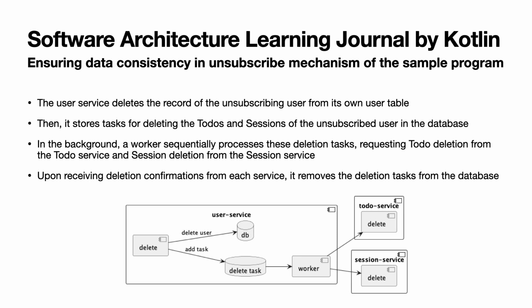In the background, a worker sequentially processes these deletion tasks, delegating todo deletion to the todo service and session deletion to the session service. Once deletion confirmation is received from each service, the deletion tasks are removed from the database.